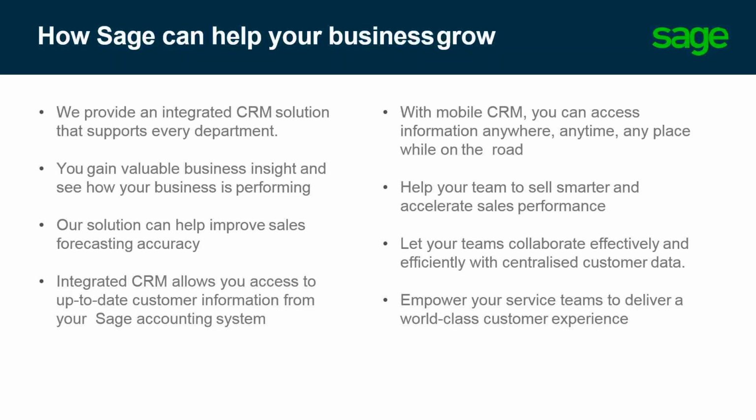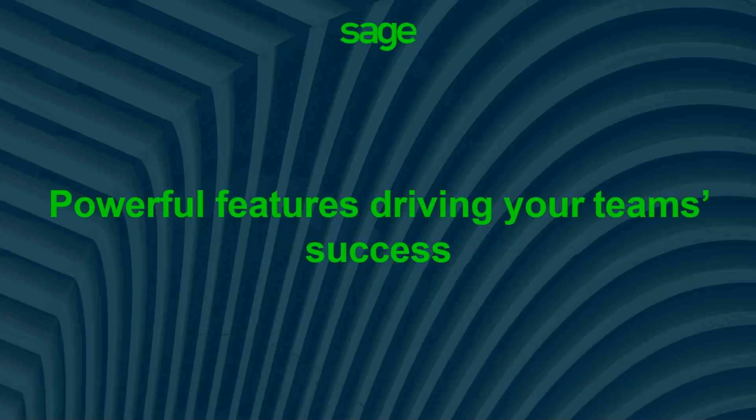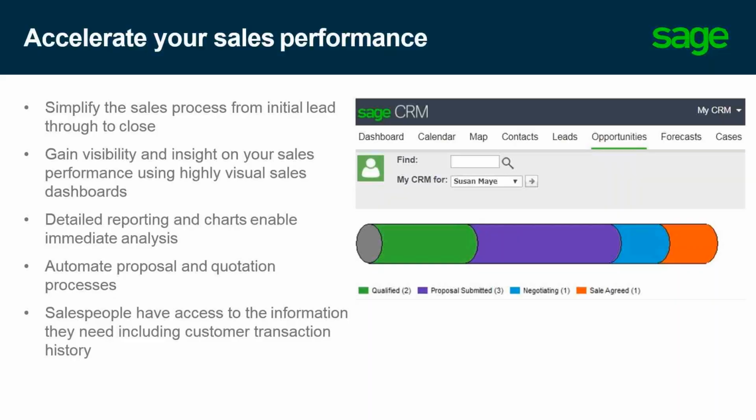Not only do you have the accessibility to access this information, whether it's a tablet, a desktop, a laptop, but you also have the accessibility to access the Sage CRM information to a certain extent via a mobile device. Okay, so now let's take a quick look at screenshots of the actual powerful features driving your team's success, especially from a sales perspective.